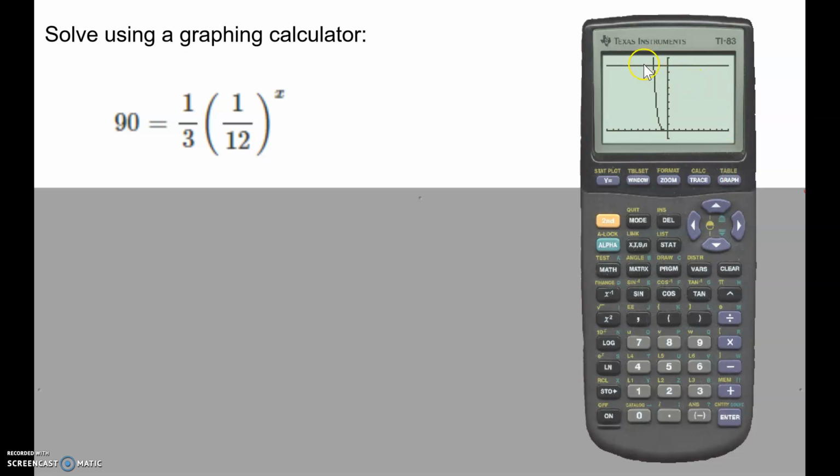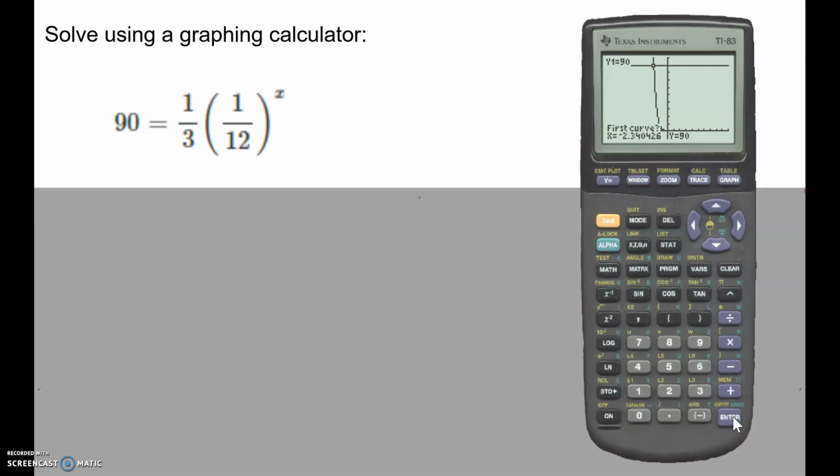Now, my goal is to figure out what x is right here where these two graphs intersect. In other words, where the two y values are the same. So to find that, I go to second and trace, and that brings me to the calculate menu. I go down to number 5, intersect, and it asks me some questions.